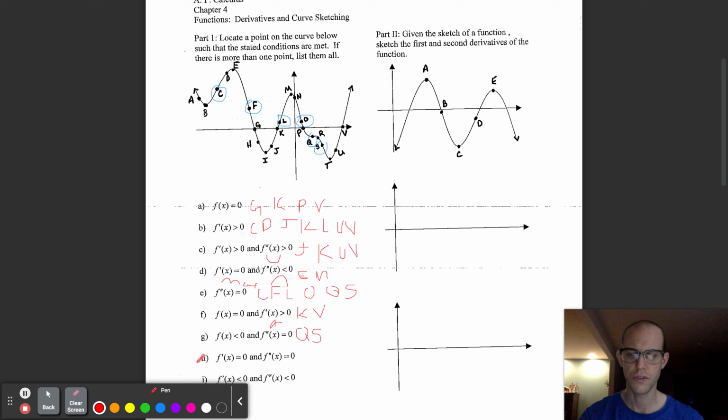H, when the first derivative is 0, so a max or a min, and when the second derivative is equal to 0, which would be a possible inflection point. This is where we're looking for a saddle point, derivative equal to 0 and second derivative equal to 0. So a saddle point is going to be right here. It's a point of inflection, and at that point the derivative would be 0 at Q.